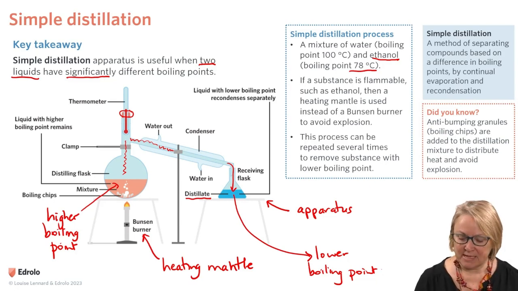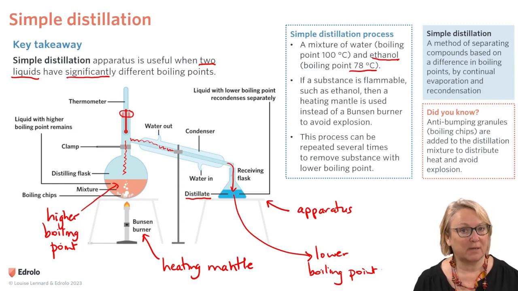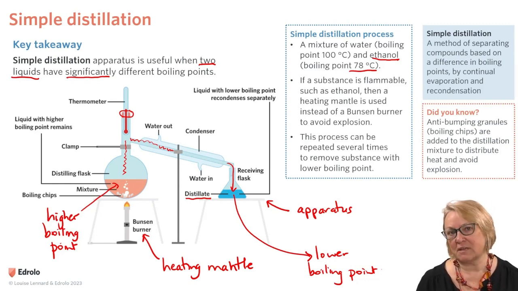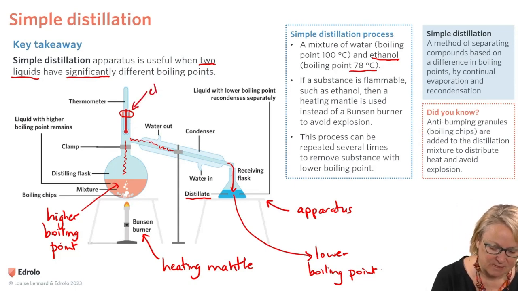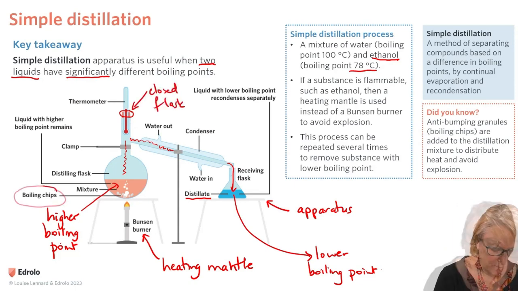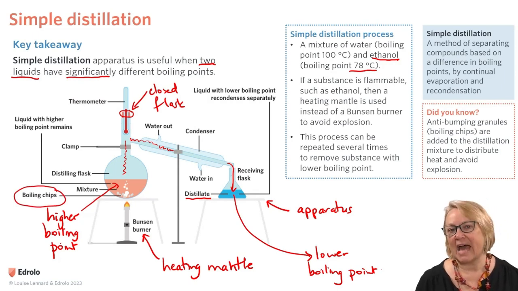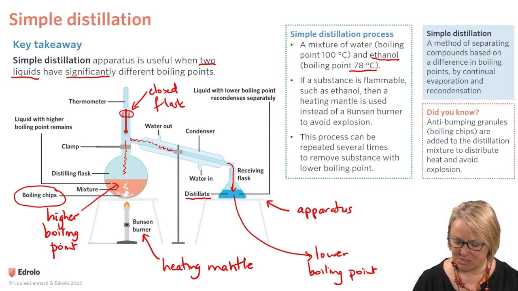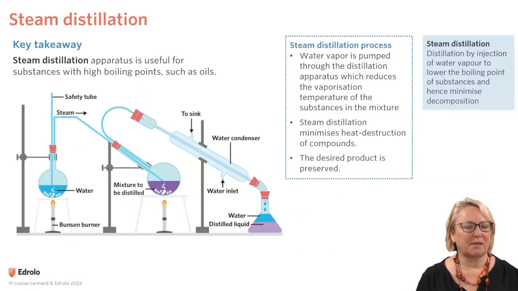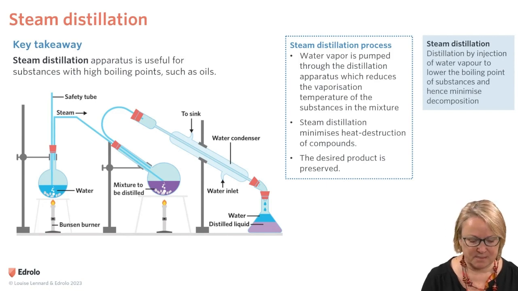So simple distillation is a method of separating compounds based on a difference in their boiling points by continual evaporation and recondensation in this closed flask. Anti-bumping granules or boiling chips are added to the distillation mixture to distribute heat and avoid explosion and sputtering of the mixture. Another technique that can be used is steam distillation apparatus.